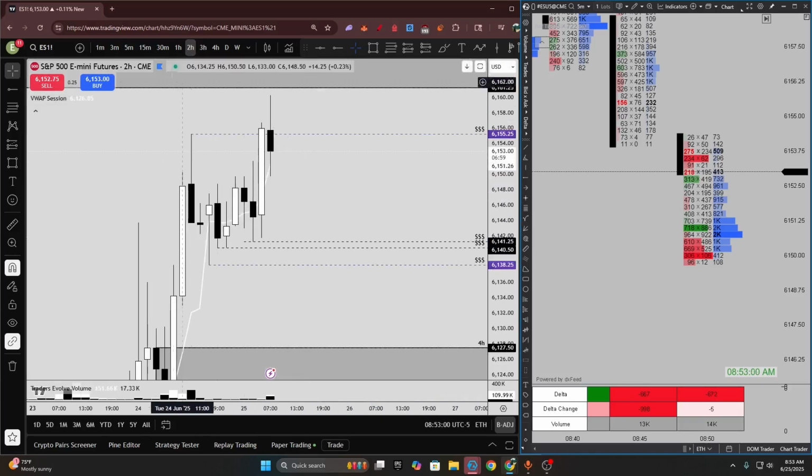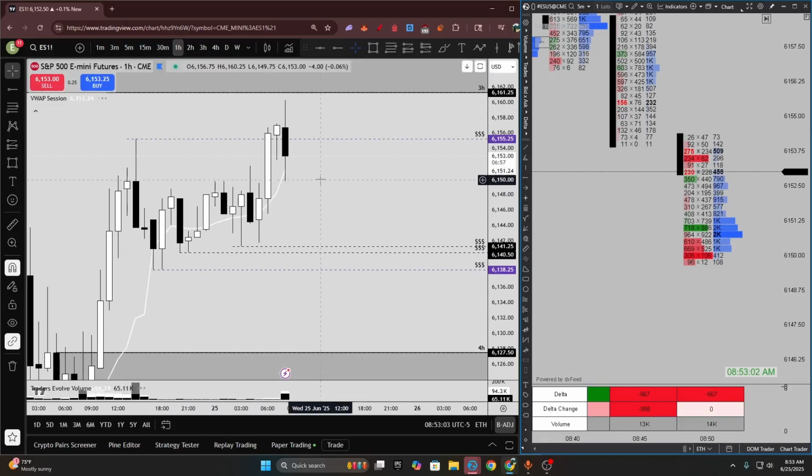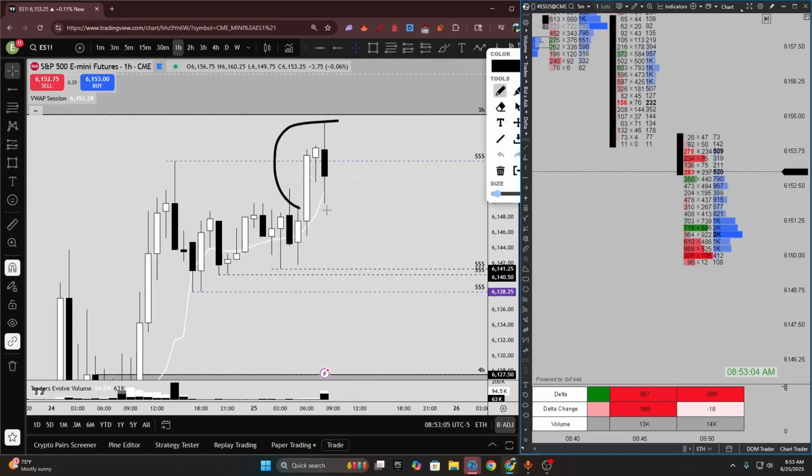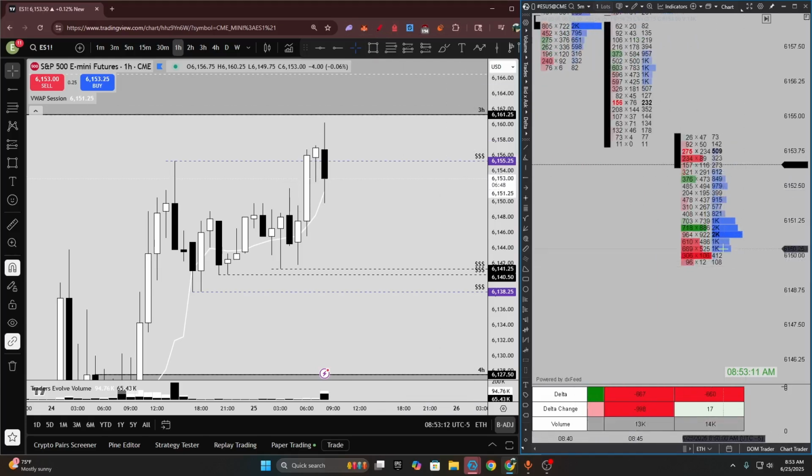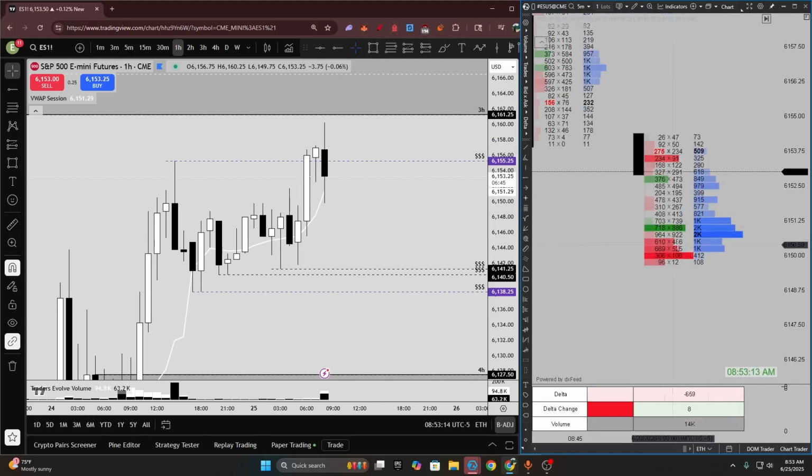2-hour, nothing much there. 1 hour. We may react at this level, but what it looks like is we may react off of this level as well in the 1 hour for value gap, because look at how much seller absorption that we're getting there.